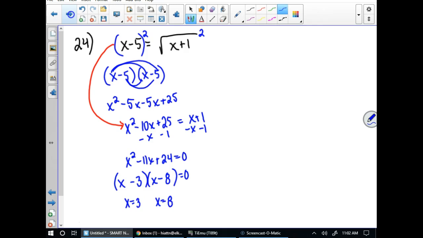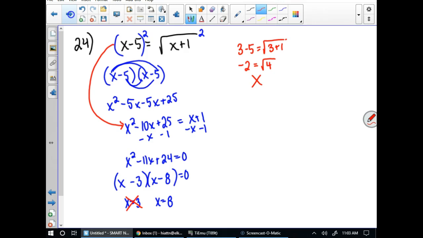I say you get those as your answers, but you have to check your answers here. So if you plug them back in, always plug them back into the original equation, the one that's typed on the sheet there. So if we do 3 minus 5 equals the square root of 3 plus 1, 3 minus 5 is negative 2 equals the square root of 4. Is that true? It is not, because the square root cannot equal a negative number, so x equals 3 is not actually an answer. You also want to check 8.